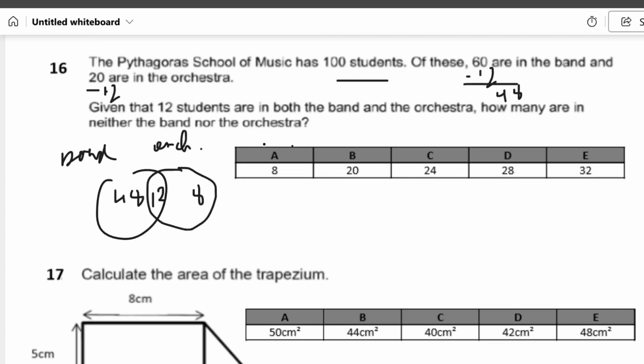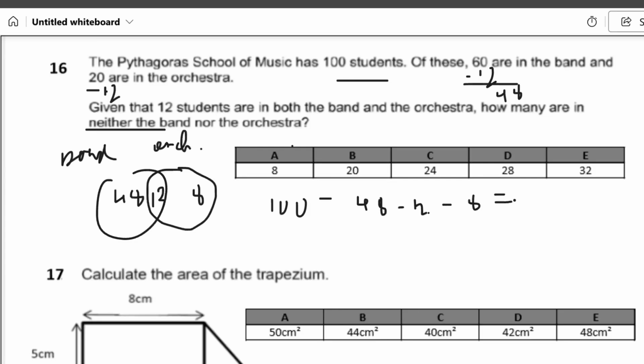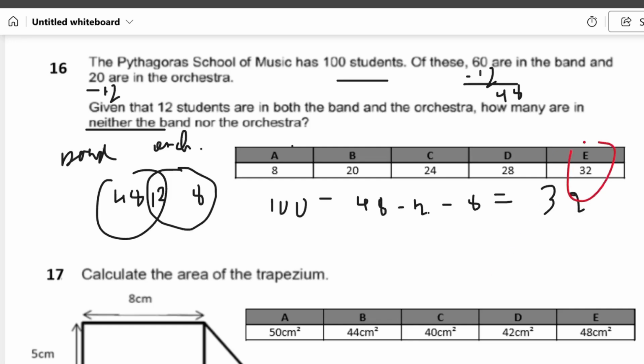So to find out how many are neither the band nor the orchestra, we're going to have to do 100 minus 48, because everything that's in the Venn diagram, they don't do either of the two. 100 minus 48 minus 12 minus 8 is equal to 32. And that gives us E.